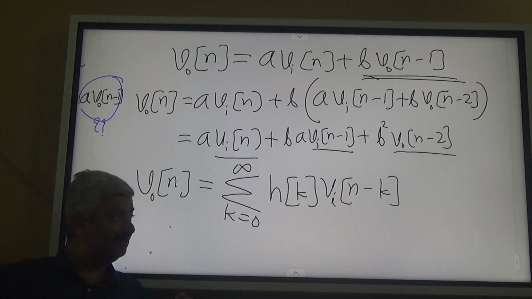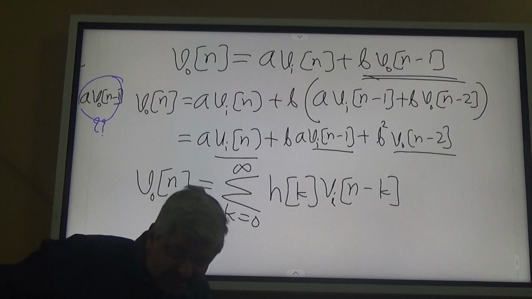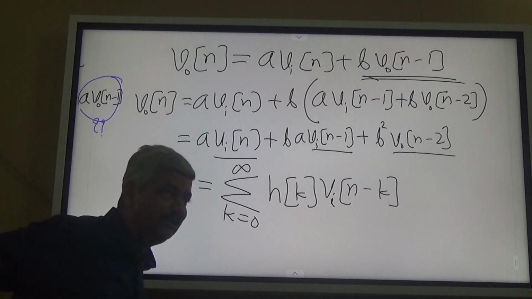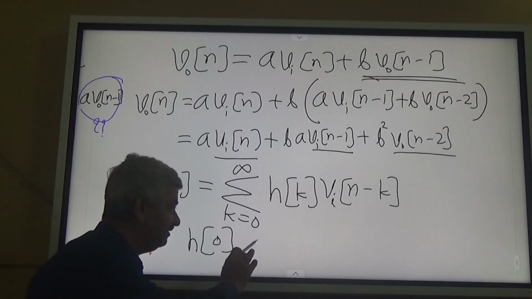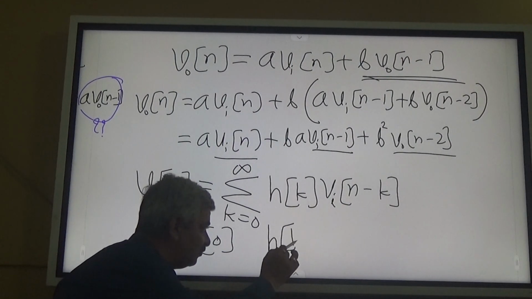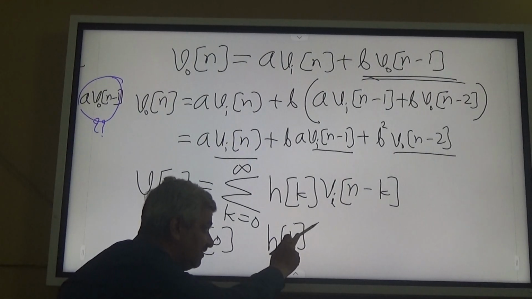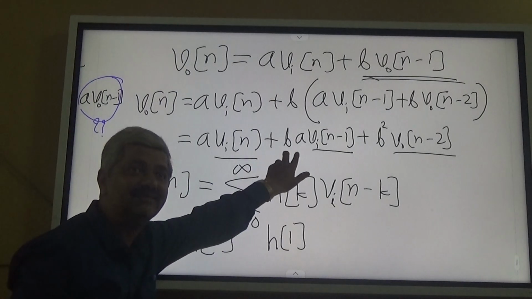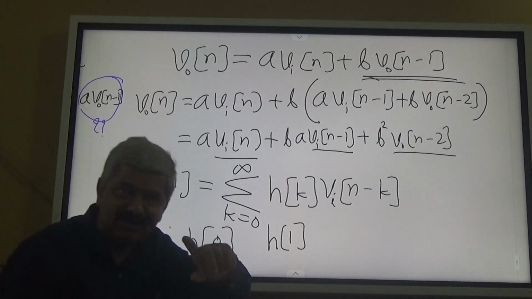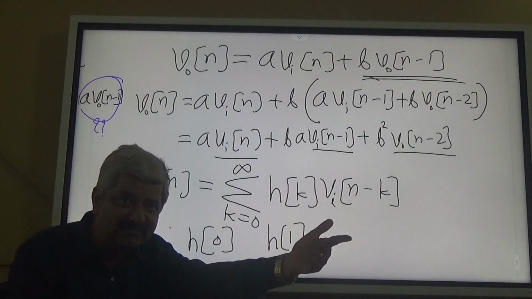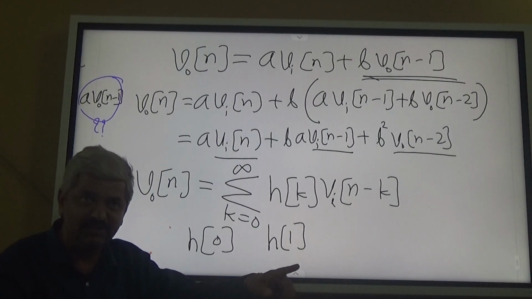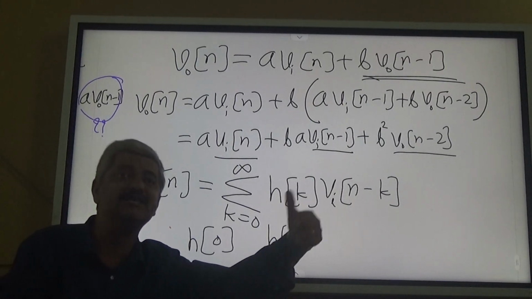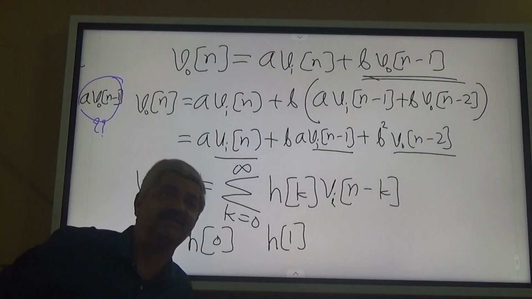These weights are the weights with which I am multiplying each sample. I will call that H0, the weight of the current sample. The H1: this I will call H1, the constant which is multiplying the previous sample. What is H2? H2 is the constant which is multiplying the input sample which occurred two instances back. Or in general, what is HK?